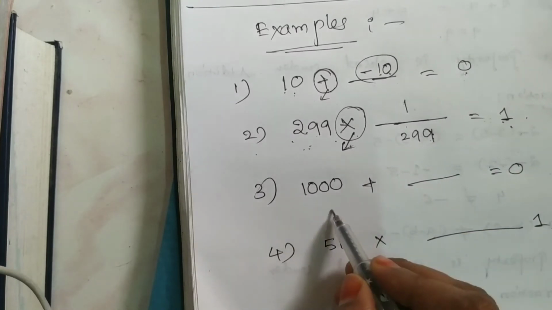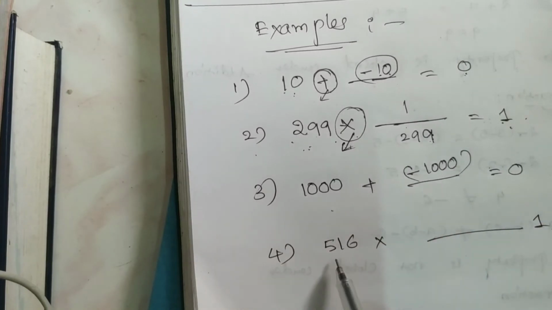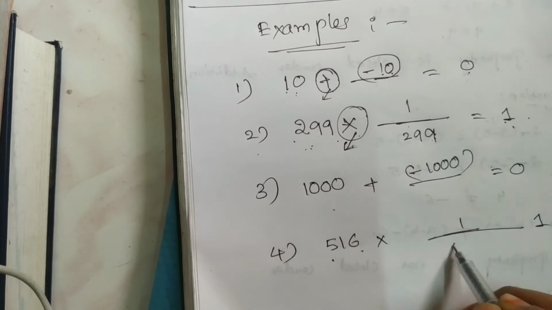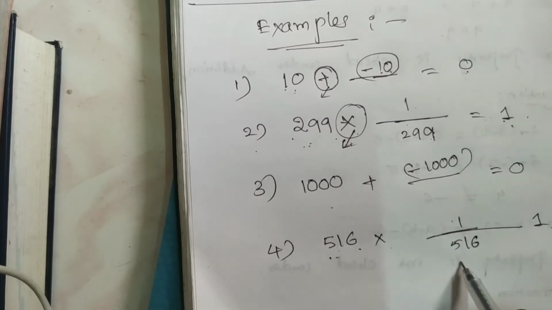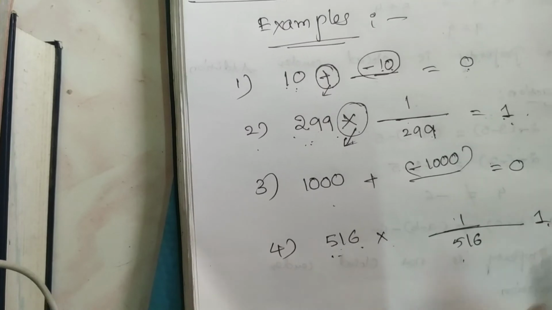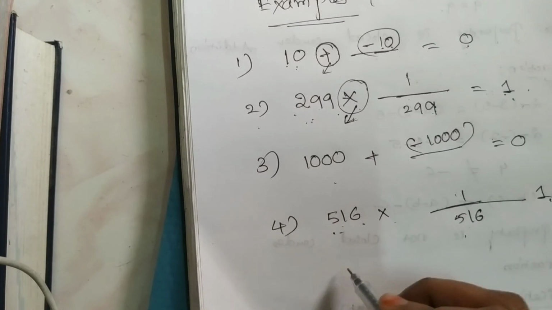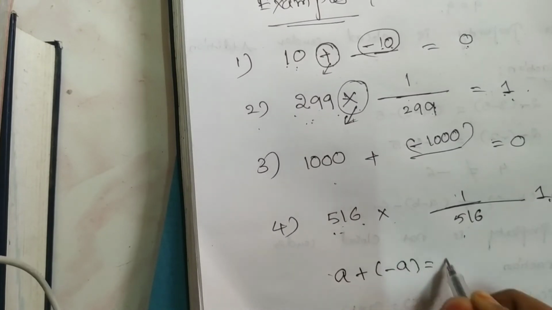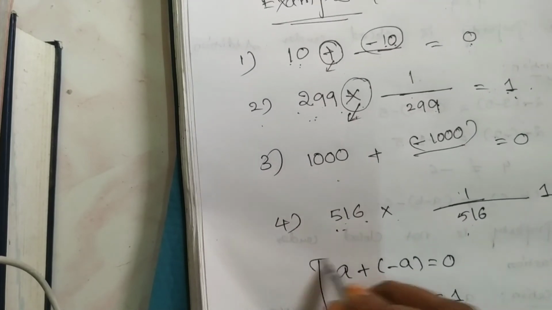Similarly, the third one, 1000. The additive inverse is minus 1000. And the fourth one is 516 multiplied by the reciprocal of 516. So 516 into 1 by 516 equals 1. So finally, the inverse property of addition is a plus minus a equals 0, and the multiplicative inverse property is a into 1 by a equals 1.